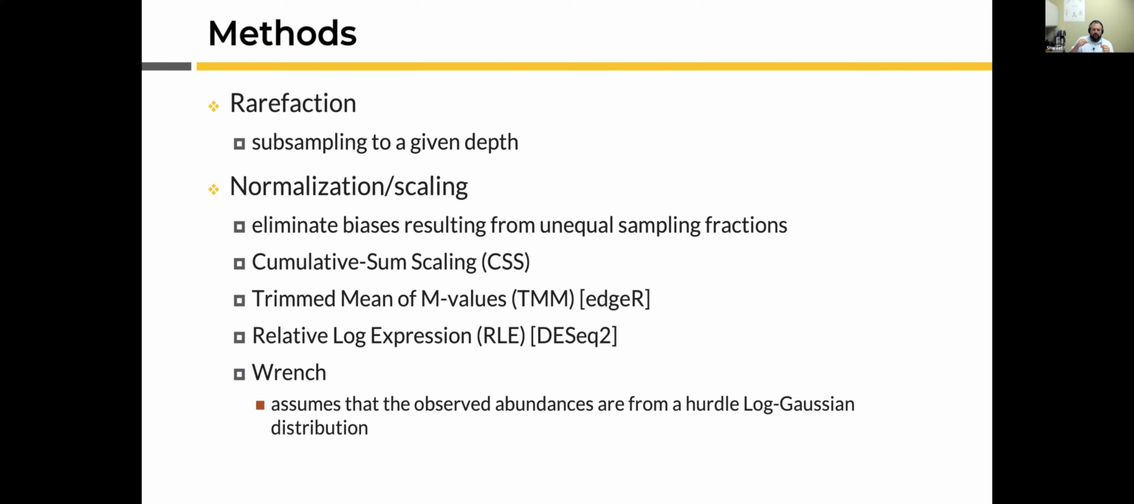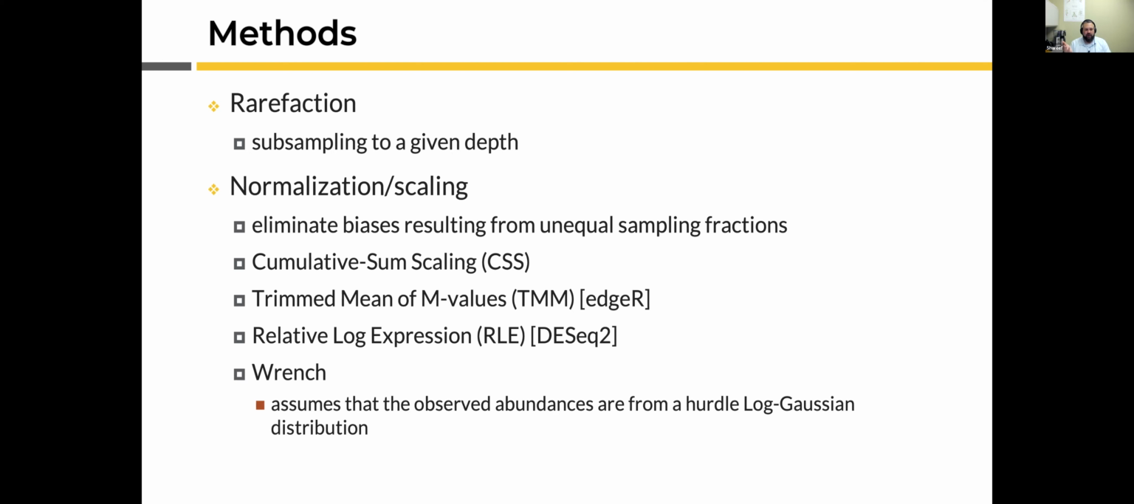But the basic idea is subsampling to a given depth to basically make the statistics nice, so that you have even sampling depth across all the samples. There are issues with that. And that paper I mentioned earlier, Waste Not, Want Not: Why Rarefying Microbiome Data Is Inadmissible, says, hey, look, we've got modern statistics, we don't need to throw away information, right? We can use statistical techniques to handle those differences in sampling depth.